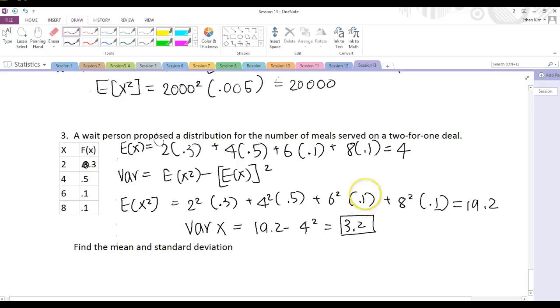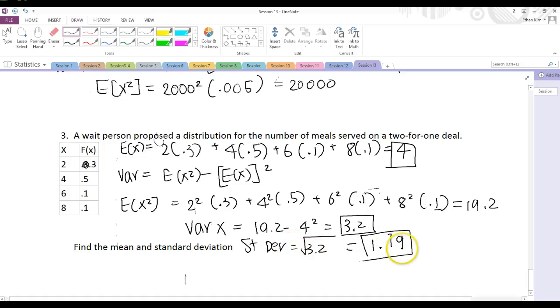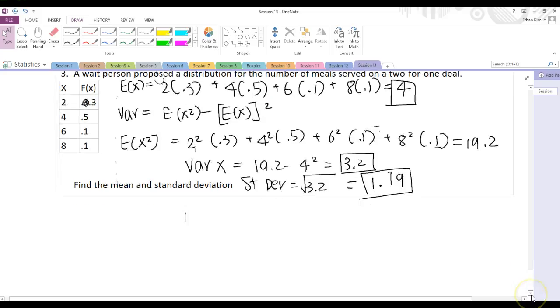And we're not done yet because we are not looking for the variance, right? We're looking for the square root of variance, which is the standard deviation, right? So standard deviation will be the square root of 3.2, and that comes out to be 1.79 approximately. So that's the third question.